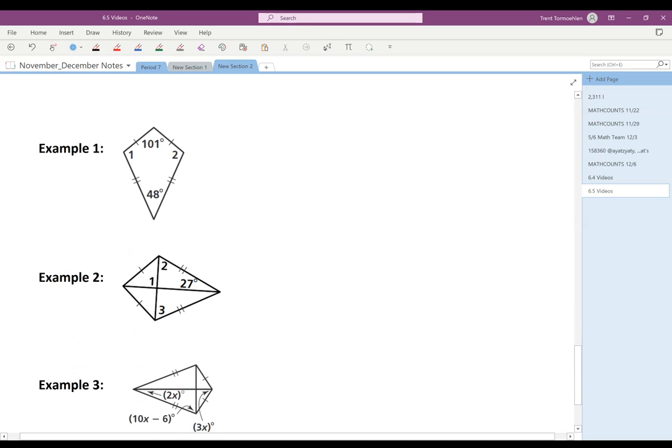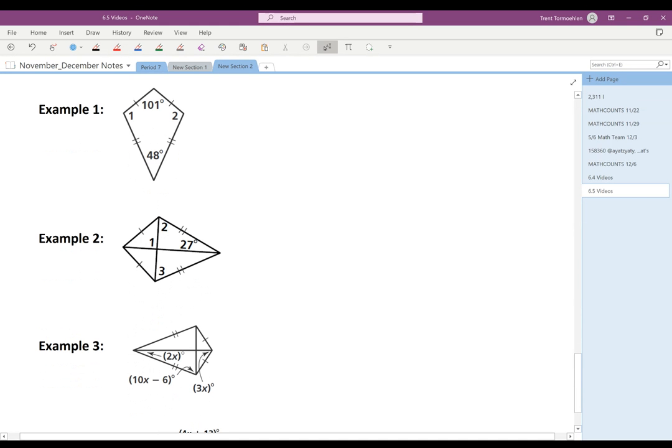So a couple examples from 6.5. This first one, you're given the markings on the shape to show that it's a kite. And so the key thing to remember, and the way that you can remember this, is by drawing in a diagonal, right? When we draw that diagonal in, we can see that those two triangles are congruent. And that tells us that what we call the base angles are also congruent. So that means angle 1 and angle 2 are going to be the same measure.